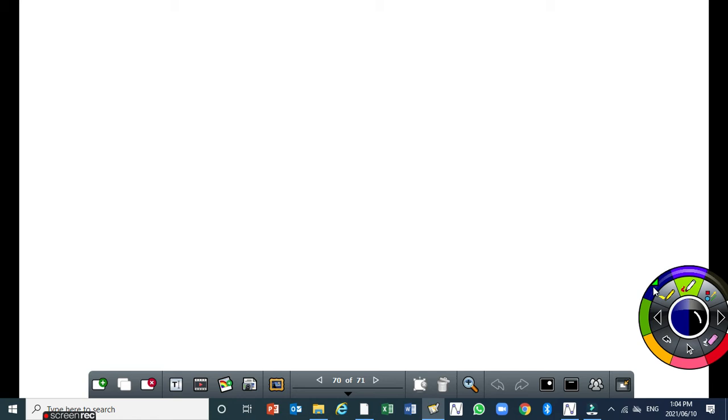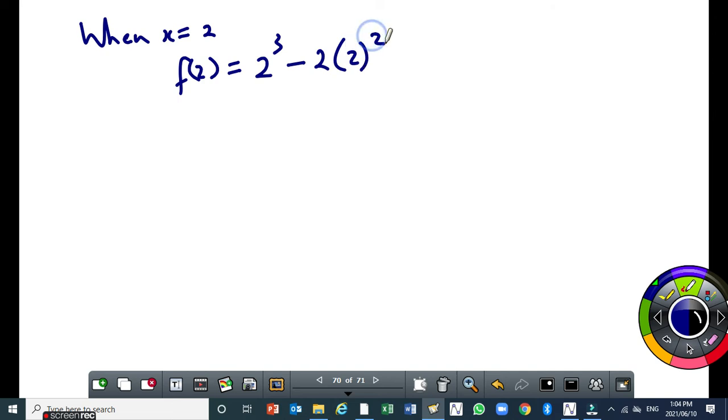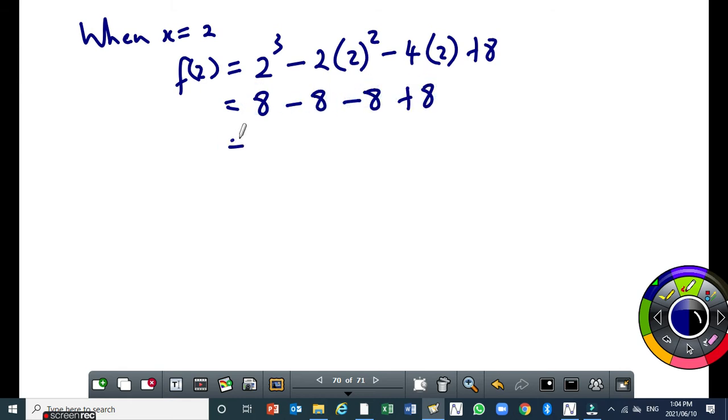So I'll write my function. So here I'll just write, okay, I'll say when x is equal to 2, f of 2 will be equal to 2 cubed minus 2 times 2 squared, or you can put the squared inside this. There's no difference, okay, here. Then that will be minus 4 times 2 plus 8. If you simplify this, you get 8 minus 8 minus 8 plus 8. And that will give you a 0.